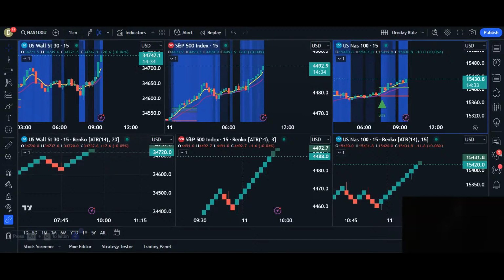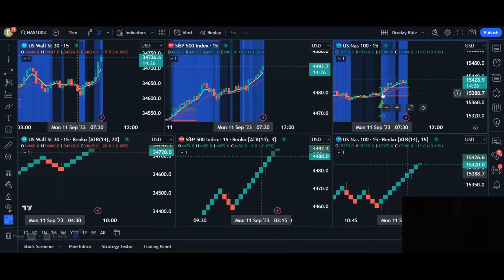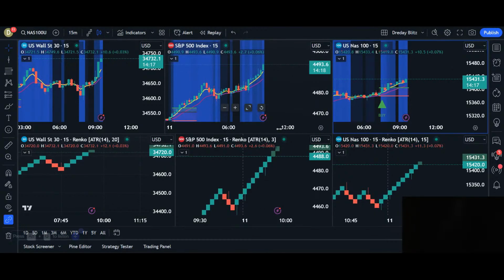Like I said, we had some signals here on Nasdaq at around 7:45. So we had a buy signal, and on S&P 500 it was around midnight, 12:45 a.m. this morning, we had a buy. So far the price never reversed. And on US 30, we didn't have any signals, but it's still going strong right now.